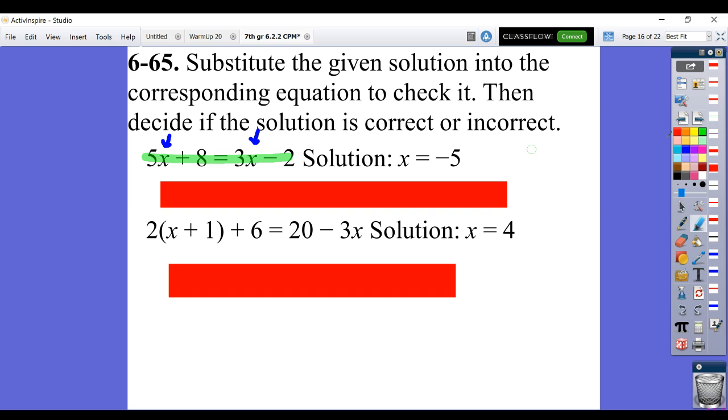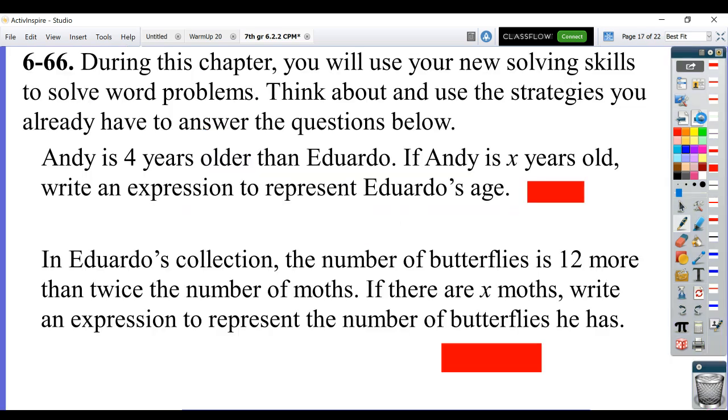Same concept for the second one here. You're going to take this equation. You're going to replace x here and here with 4. And again, see if the left side equals the right. If it is, it's the correct solution. If not, it is not.